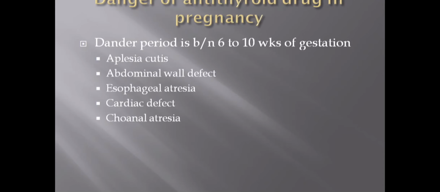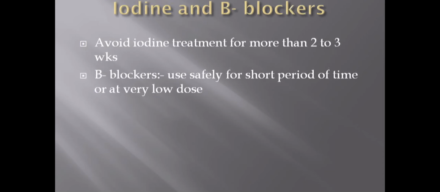When it comes to the side effects of antithyroid drugs during pregnancy, the danger is more common between 6 to 10 weeks of gestation, when organogenesis is in process. The complications are aplasia cutis or defects in the scalp, abdominal wall defect, esophageal atresia, cardiac defects like ventricular septal defect, and upper airway obstruction secondary to choanal atresia. Those are some side effects of antithyroid drugs during pregnancy.